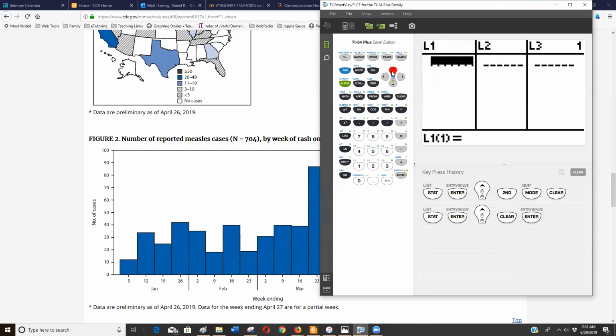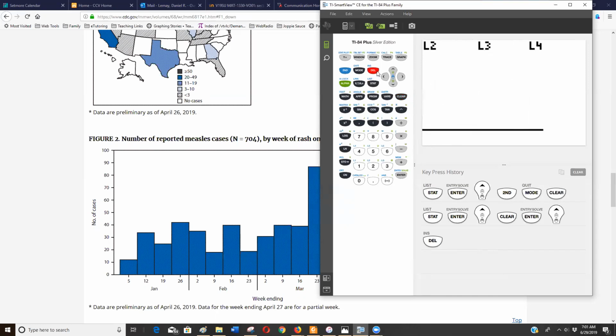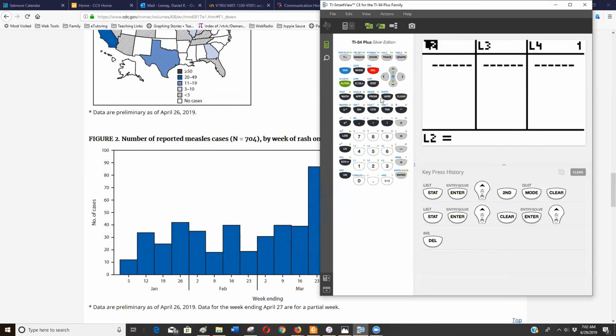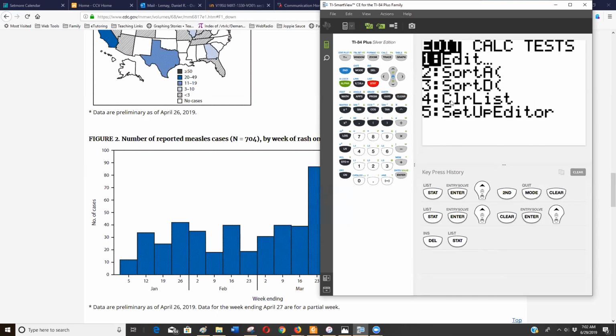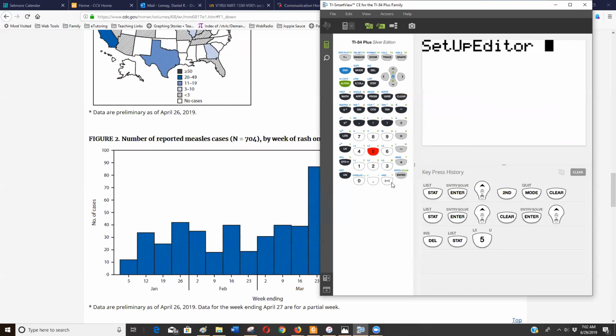Now, if you accidentally do this, I'm going to show you, because I know this is going to happen. If I'm up on the list name and I press delete, the list goes away. And how do you get it back? Well, do stat, number 5, SetUpEditor, and then press enter. And that resets it for you. There are some other features that does, but we won't go into that for this video.